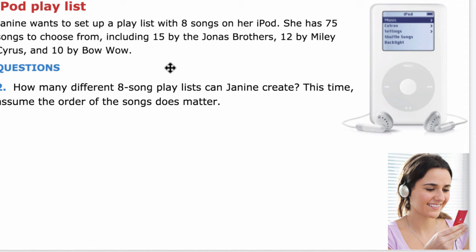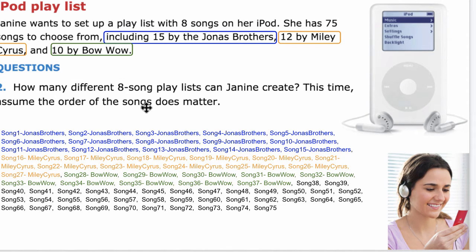So assume the order matters. In other words, song 1, song 2, song 3 is different than song 3, song 2, song 1. The order matters. So first, we've got 75 songs, 15 Jonas Brothers, 12 Miley Cyrus, 10 Bow Wow, but we don't care about those yet. We just want to say how many different 8-song playlists can we create?